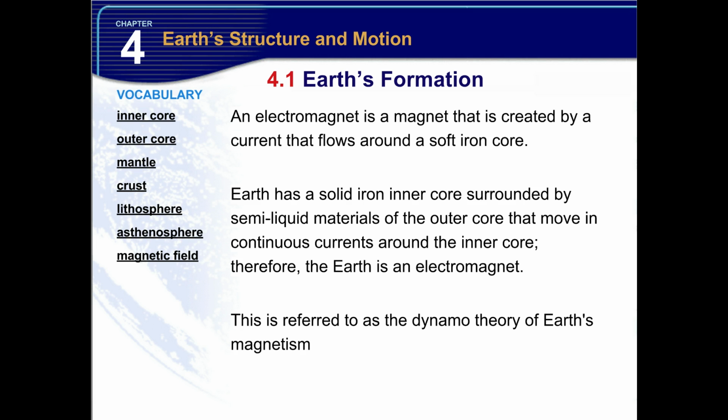An electromagnet is a magnet that is created by the current that flows around a soft iron core. Now, Earth has a solid iron inner core surrounded by semi-liquid materials of the outer core that move in a continuous current around the inner core. Because of this movement, it actually is an electromagnet. This is called the dynamo theory, and it produces something vital to life on Earth, and that is Earth's magnetic field.